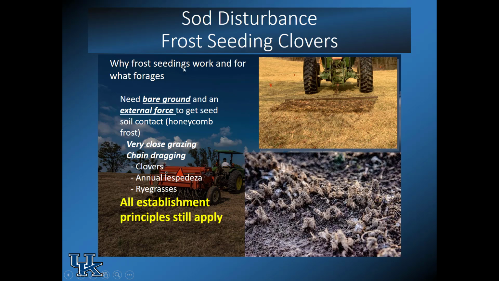And why do frost seedings work, and for what forages? Well, they work because they need bare ground and an external force to get seed soil contact, as opposed to the brillion seeder and the cultipacking roller, or the no-till drill and its double disc openers and press wheels. In this case, we're using Mother Nature and this torn up sod to let the seed land on bare dirt. Now, we need some external force. Now, it can come from rain. It can actually come from hoof traffic.